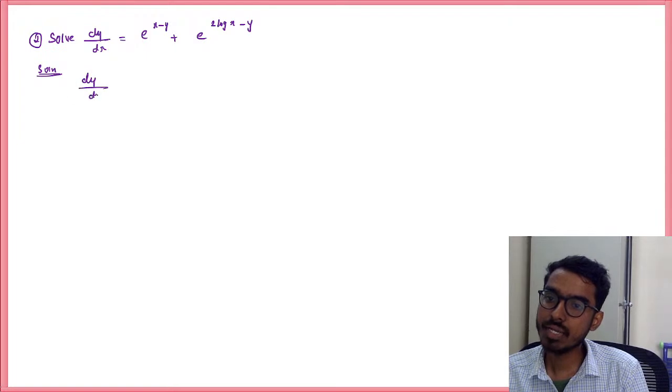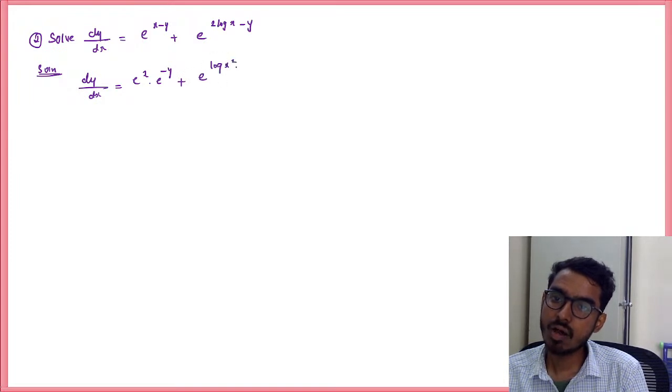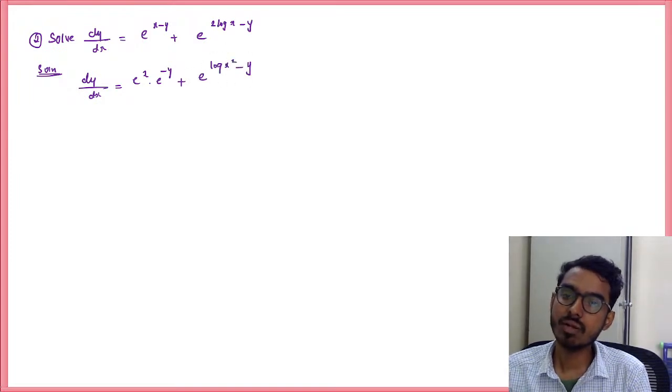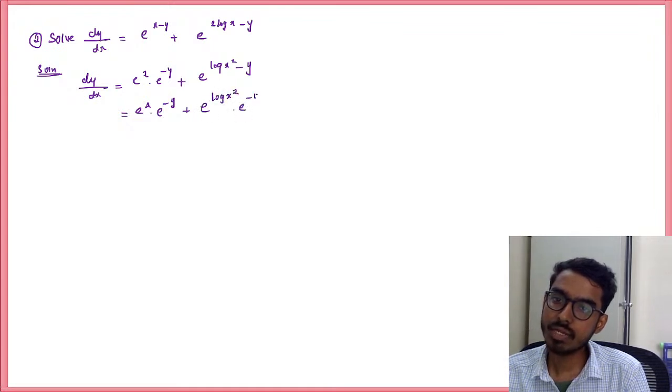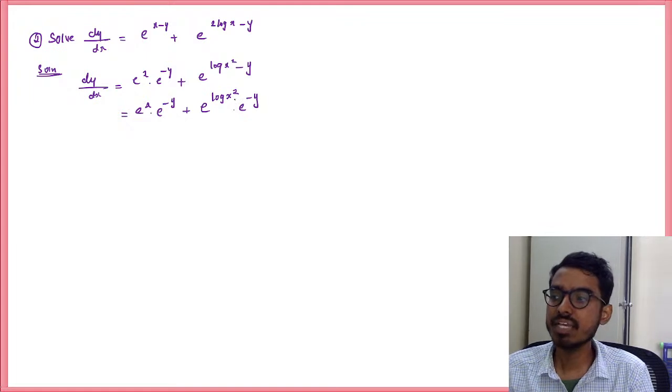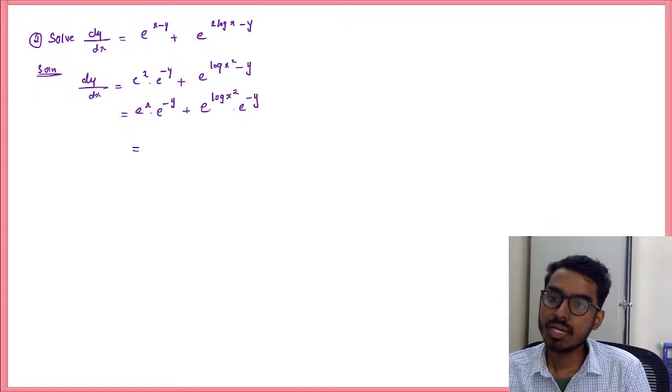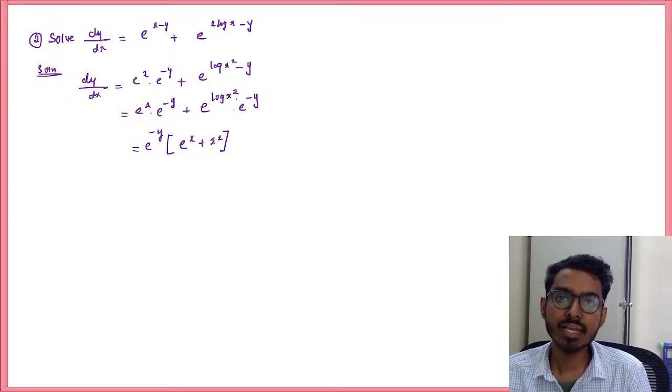So we have dy by dx is equal to e power x into e power minus y. This I can write as e power log x square minus y. So e power x into e power minus y plus, this I can write as e power log x square into e power minus y. E power a plus b is e power a into e power b, and e power log x square is only x square. So if I take this e power minus y outside, we will have e power x plus x square. E power log x is x.